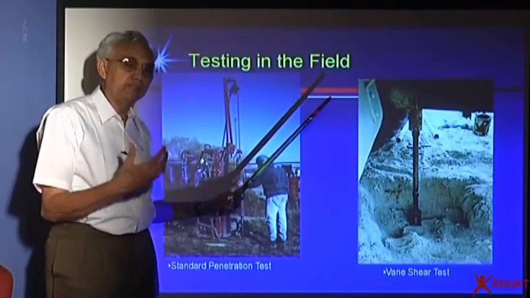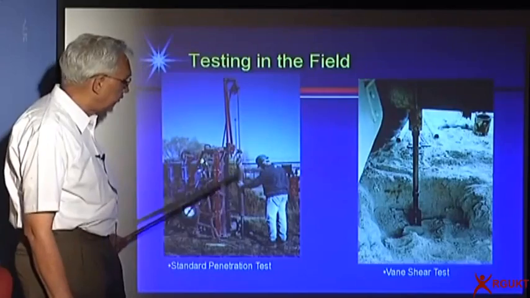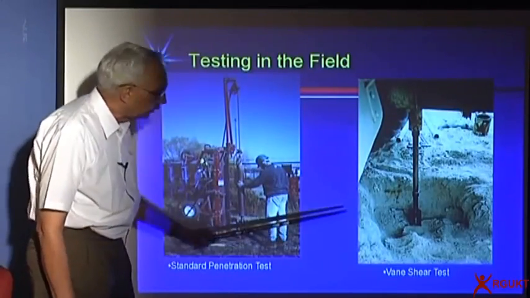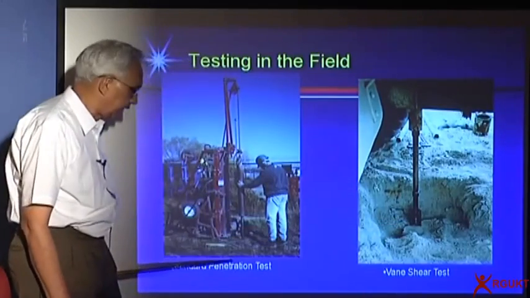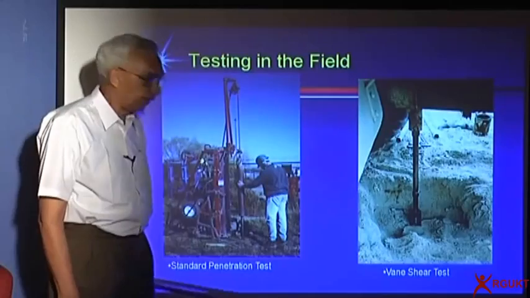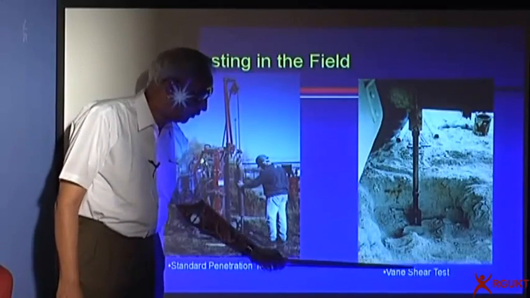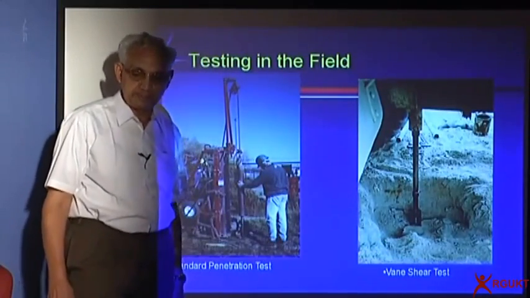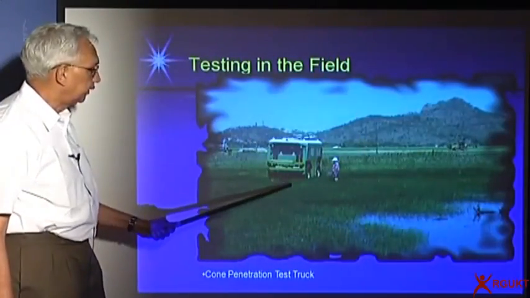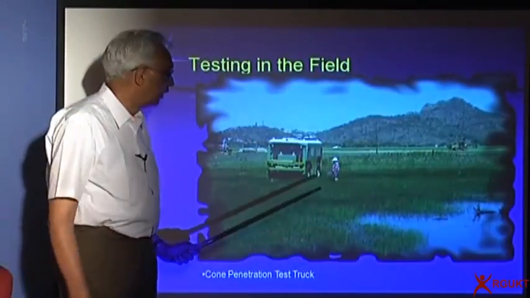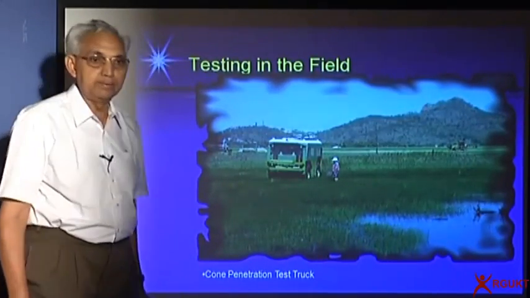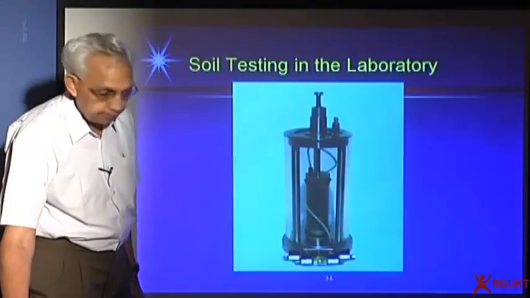We also use a word called in situ. We try to take samples to test in the lab, but we also try to test it right at the site. There are several such tests. One is called standard penetration test. In a very soft soil, we use what's called a vane shear test. Another is the cone penetration test. It's usually mounted on a truck, so it's very easy. You take it to the site, push the cone into the ground, and get the response.